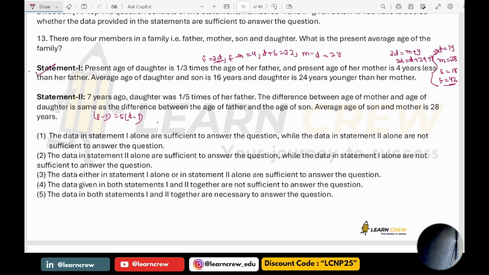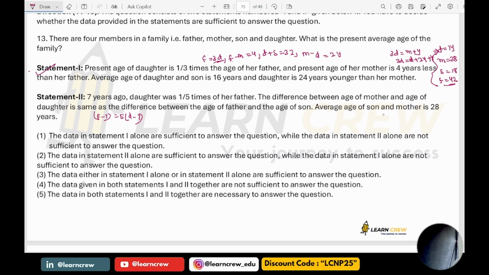5 times of D minus 7. So from this, 5D minus 35 is equal to F minus 7. 5D minus 35 is equal to what? The difference between the age of mother and the age of daughter is the same as the difference between the age of father and his son.